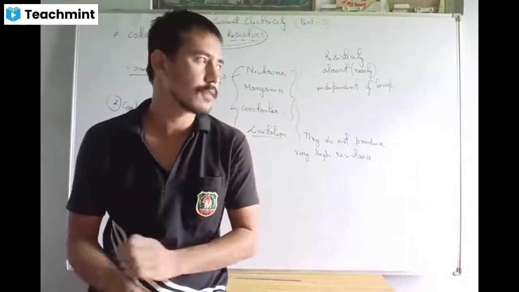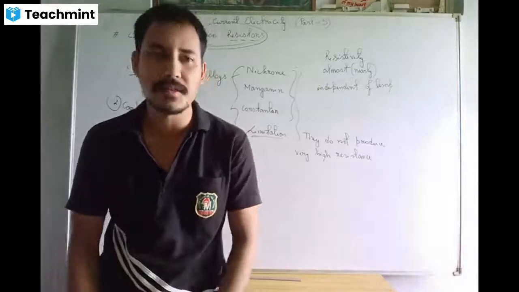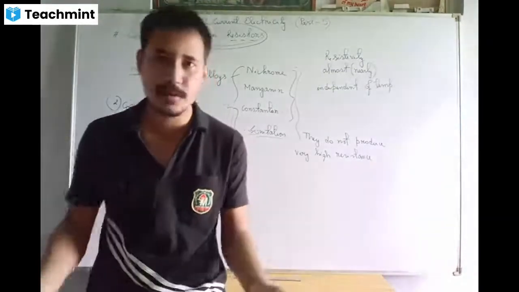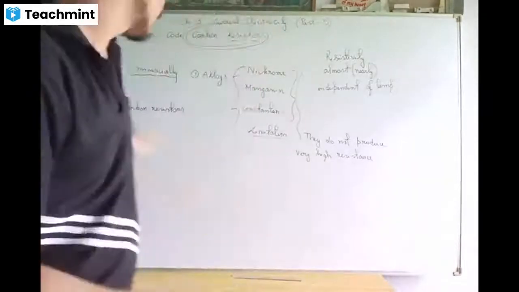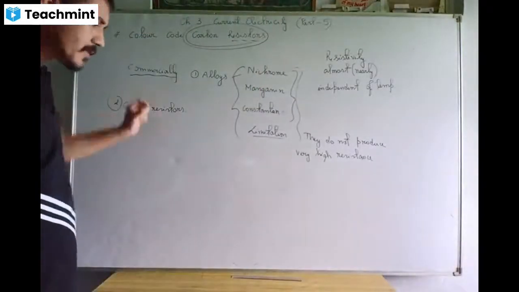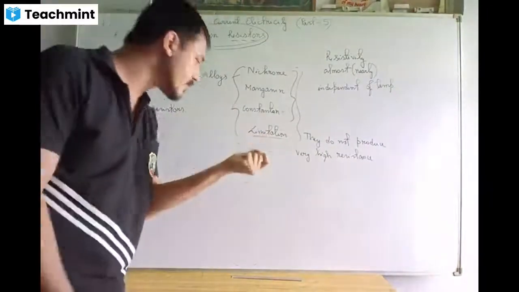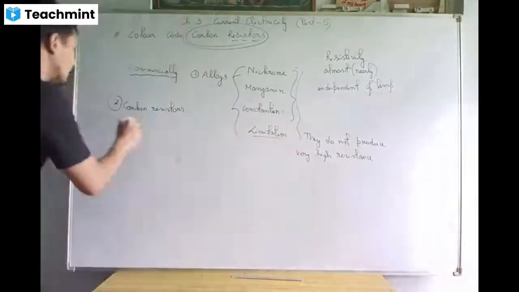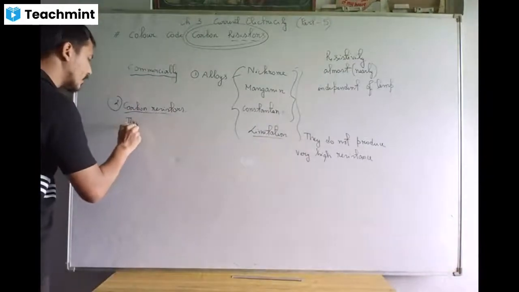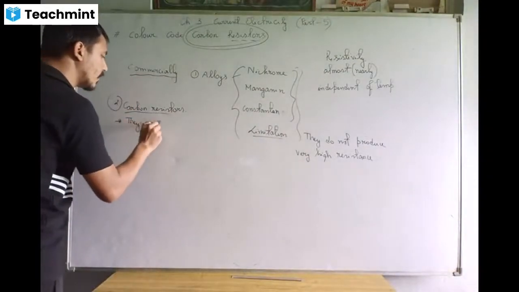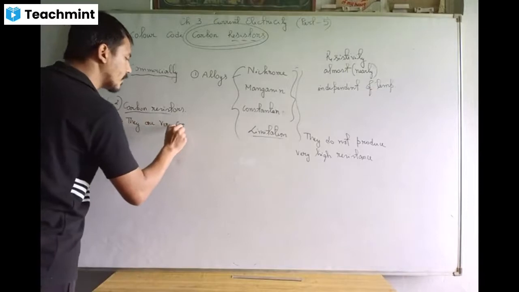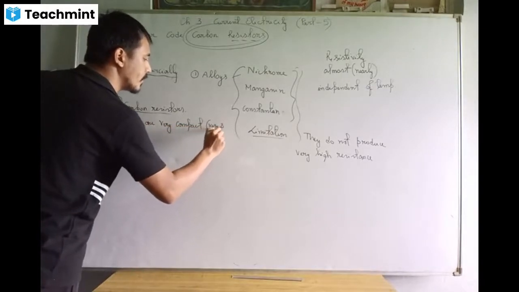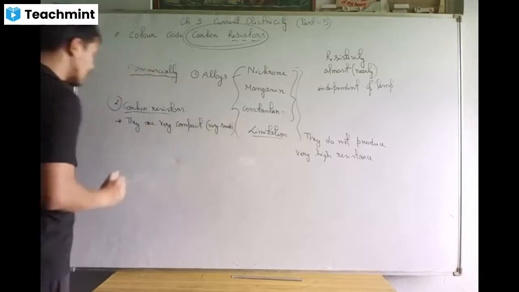In our physics lab also, we'll be doing some of these electronic devices. If we start up with the practicals, I cannot show you now. I don't have it with me. But these carbon resistors, they are so tiny. They are very small. Is it okay? They are very compact. Compact means very small in size.